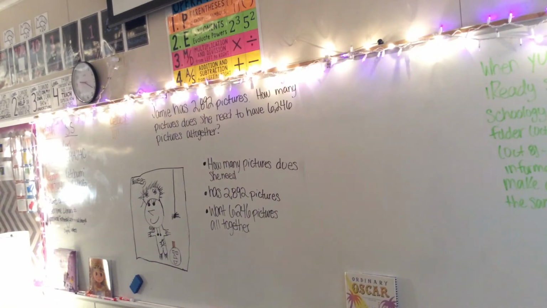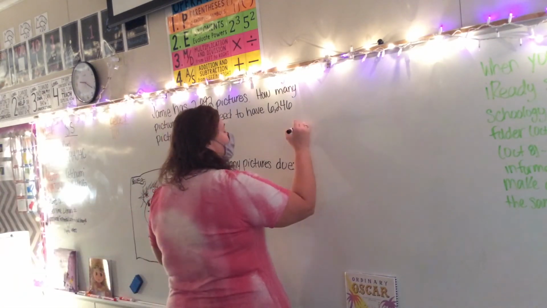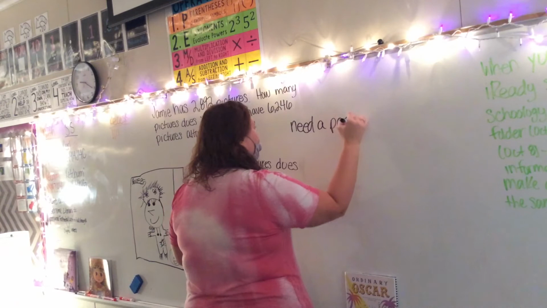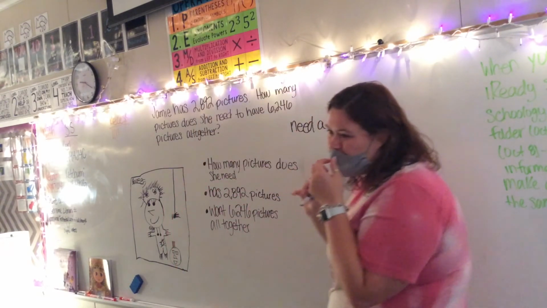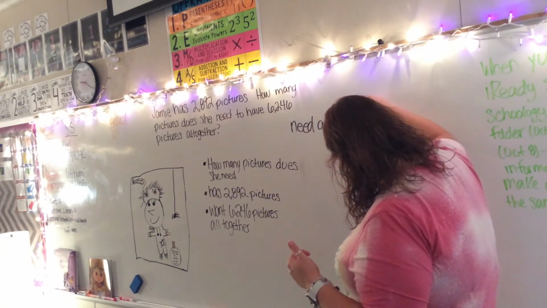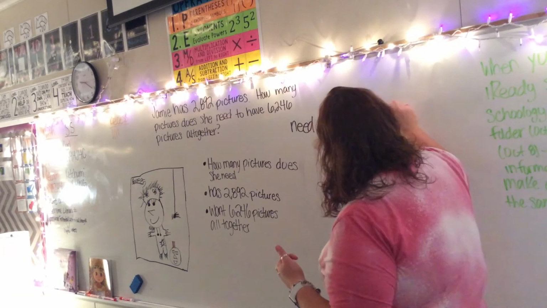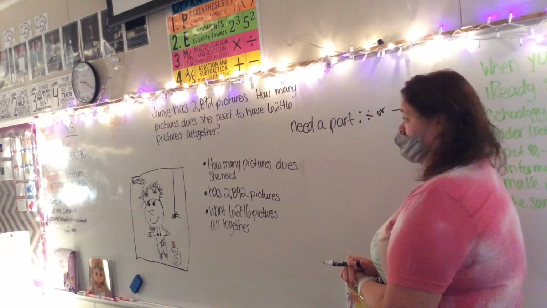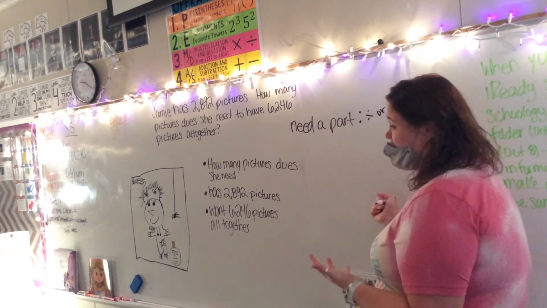So am I solving for a total amount or a part of pictures? Total. That's kind of tricky, right? No, part, because she already has 2,000. I'm looking for a part because I already know how many she wants to have in total, right? So I need a part, so I'm either going to do what or what? Divide or subtract. Okay. Are my parts equal? No. They're not, right?